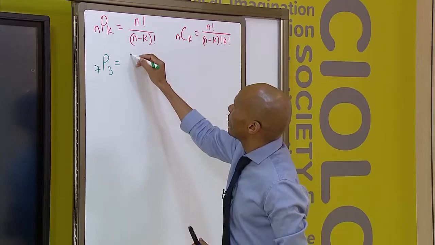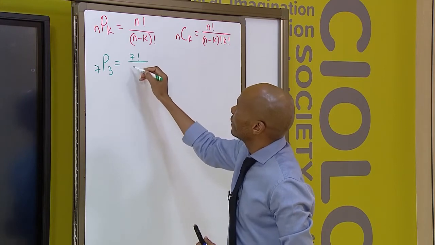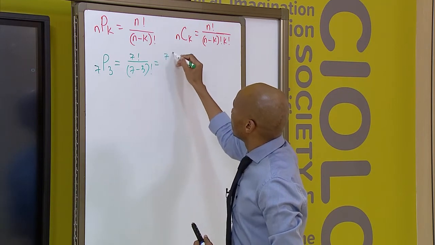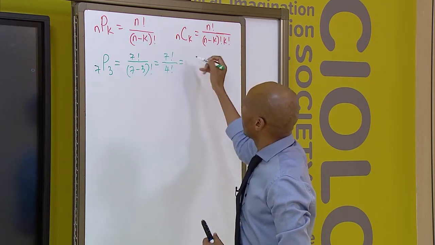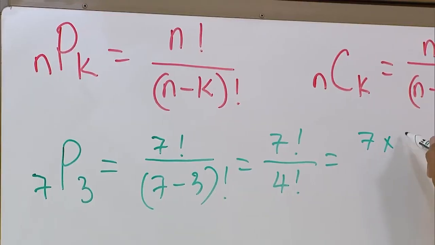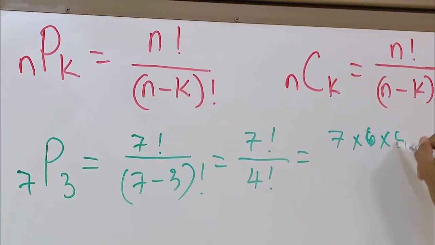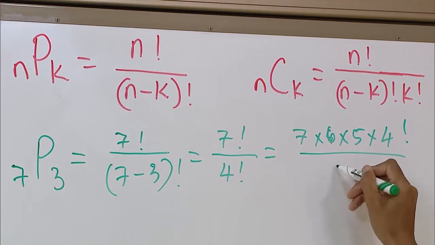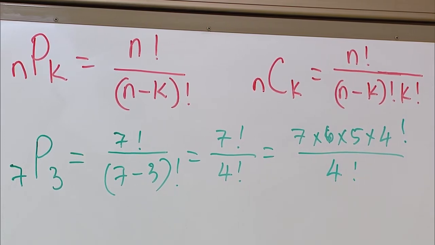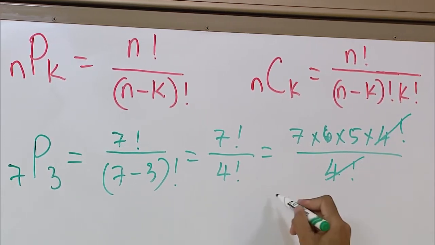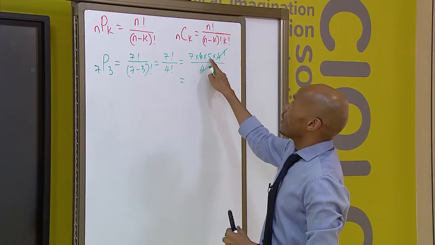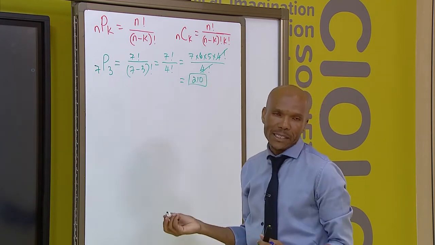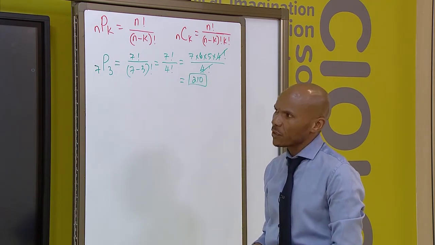So using the formula, you say 7 factorial divided by 7 minus 3 factorial. That will be 7 factorial over 4 factorial. That will be the same as 7 times 6 times 5 times 4. Here, I'll leave it as 4 factorial because I have 4 factorial there. So I'm going to multiply, and 30 multiplied by 7 is 210. So 210 possibilities, okay? So let's look at the second question.